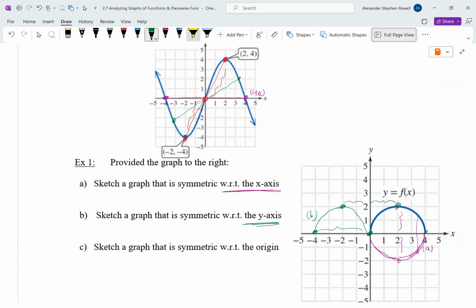All right, what about, could you graph something that's symmetric with respect to the origin? With respect to the origin, this point here is how far away from the origin? So on the other side would have to be equally as far away. All right, this point over here is how far away from the origin? We need something equally far away. This point here has a distance from the origin, and we want something equally far away. So we get the bottom half of the circle over here, part C.